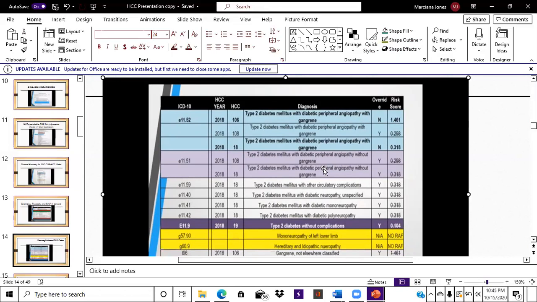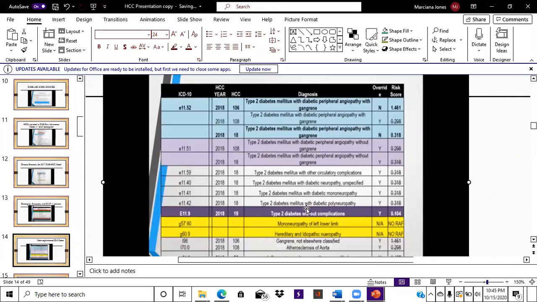Now the yellow line here, let's slide it up some more. There really isn't a code for diabetic neuropathy. It's the DM code, which are the 11.4s. So mono, which of course you know means one, mononeuropathy gets no RAF, and hereditary idiopathic neuropathy gets no RAF at all either.